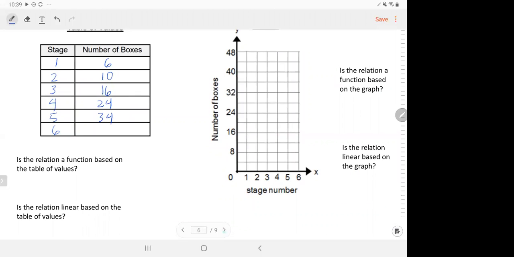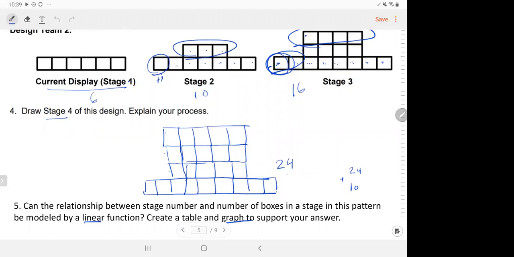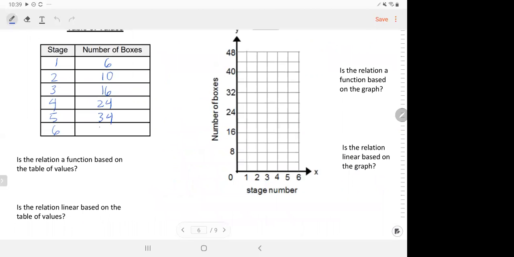And then for stage 6, remember we added 1 box to the bottom each time. So I would have 11 boxes on the bottom, and then I would have 5 rows of 7 here, which would be 35. So then it would be 35 on the top here, and then 11 on the bottom. So that would be 46.